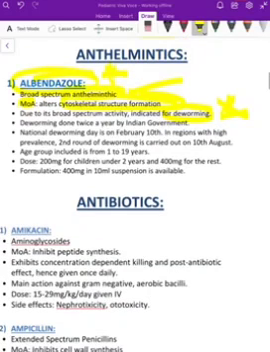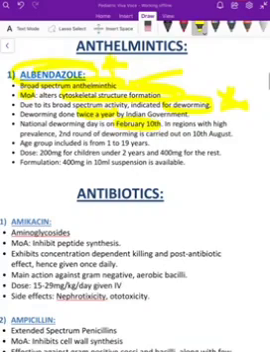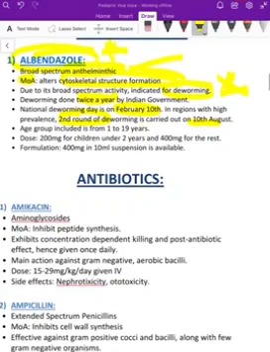Deworming is presently done twice a year by the Indian government. National Deworming Day, when is it done? It is on February 10th. If there is high prevalence, then a second round of deworming is carried out on 10th of August. Age group included is from 1 to 19 years. Dose is 200 mg for children up to 2 years and 400 mg for the rest. It is available as a suspension, 400 mg in 10 ml.